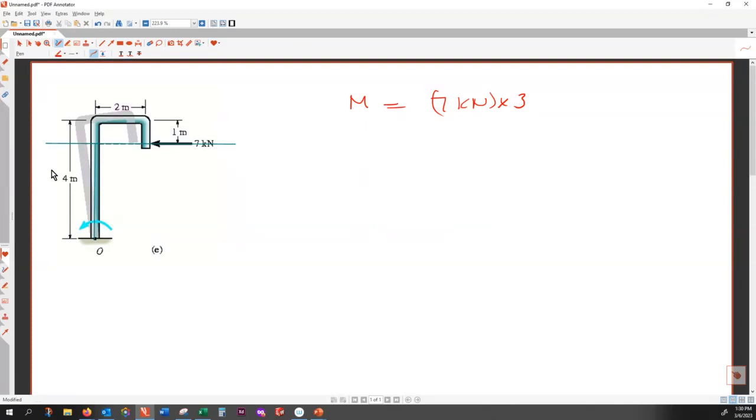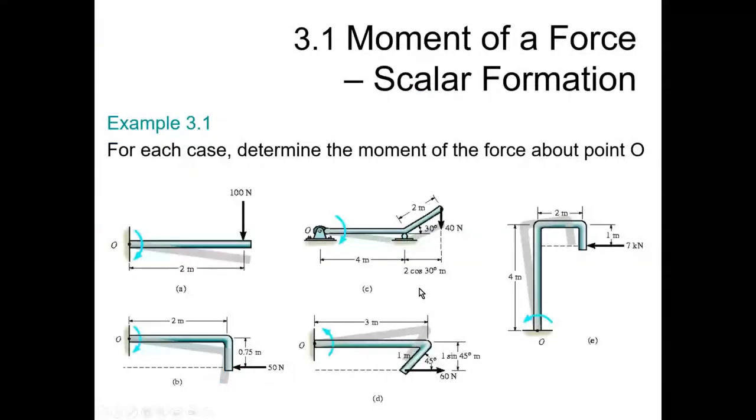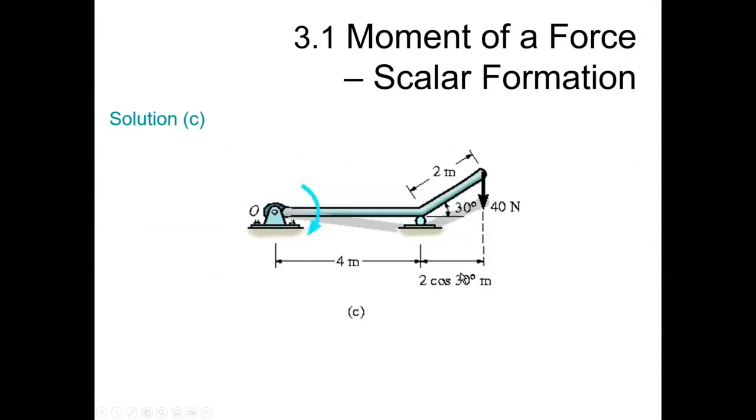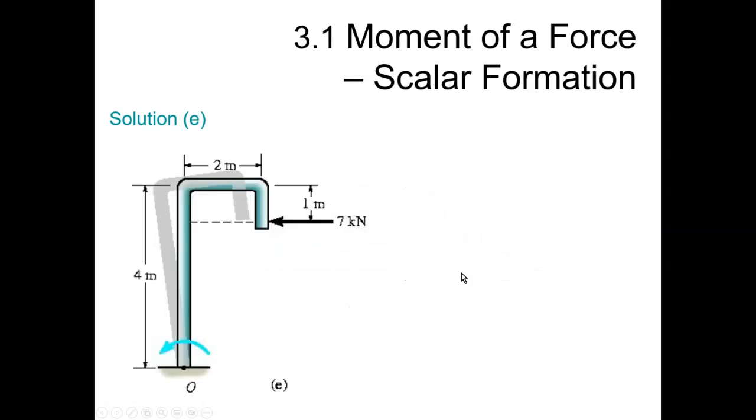And is this positive or negative rotation? Yes, that is positive because that would rotate counterclockwise. And the unit, in this case, is kilonewton meter. That is the unit: positive kilonewton meter. All right, so let's have a look at the solutions. The solutions, nothing new, you know all of that. We discussed that in the class.